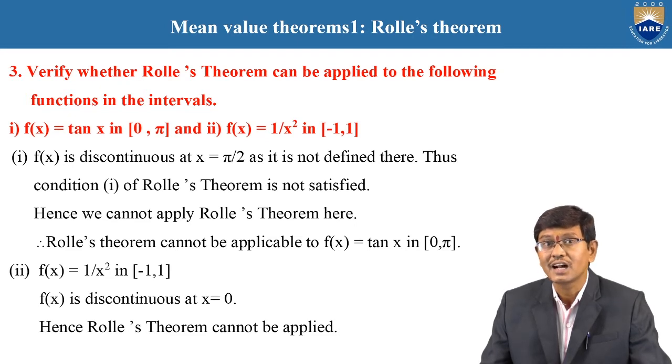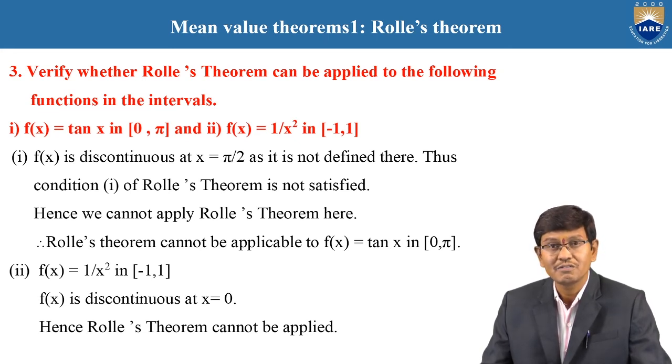The tan x is not applicable at x is equal to pi by 2. Why? Because tan pi by 2 is equal to infinity. Based upon this, at x is equal to pi by 2, the function is a discontinuous function. Therefore, this function is not applicable for Rolle's theorem. Based upon this, the second condition and third condition, and f dash of c, are not required to be checked.